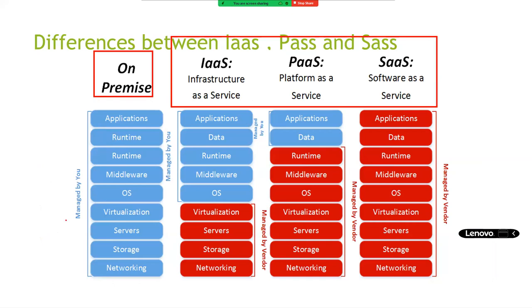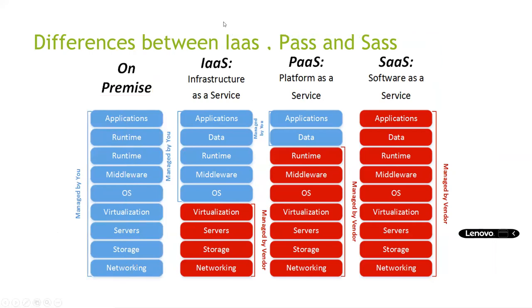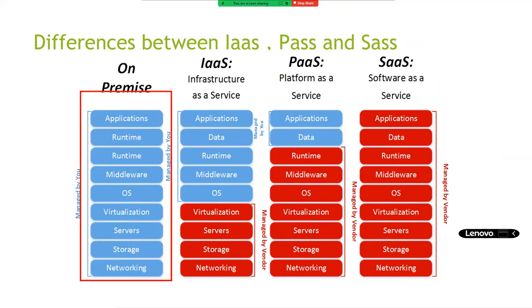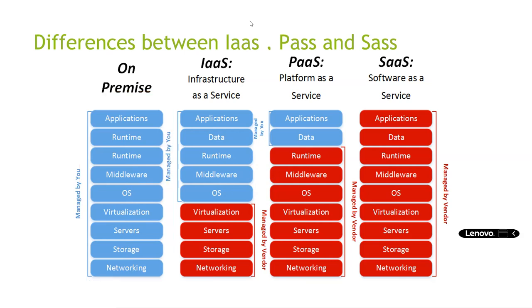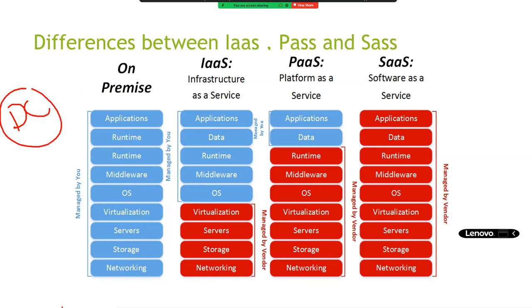In on-premises, we have to configure network, storage, servers, OS, runtime, application, everything, and take care of it. To maintain all these things, we required one thing. What was that? Any idea? To maintain all these components, we required what? Data center. Exactly. We required a data center.